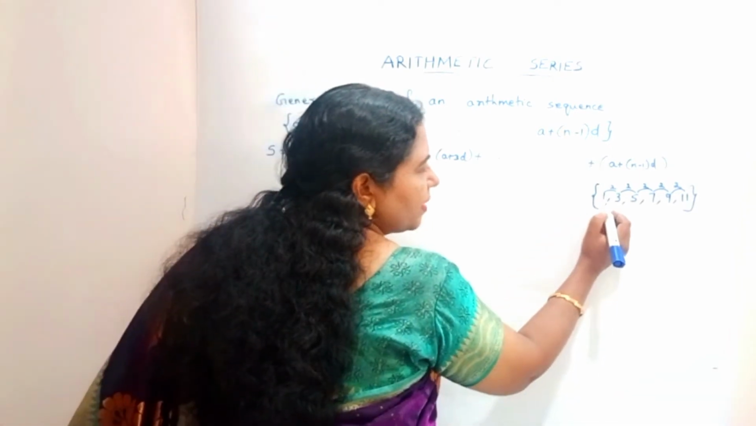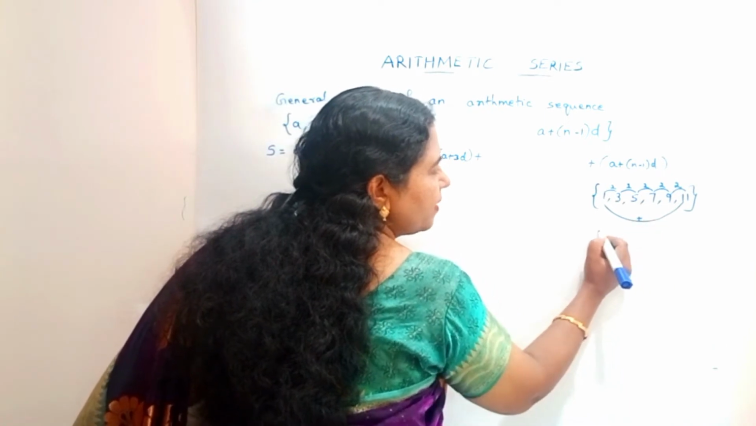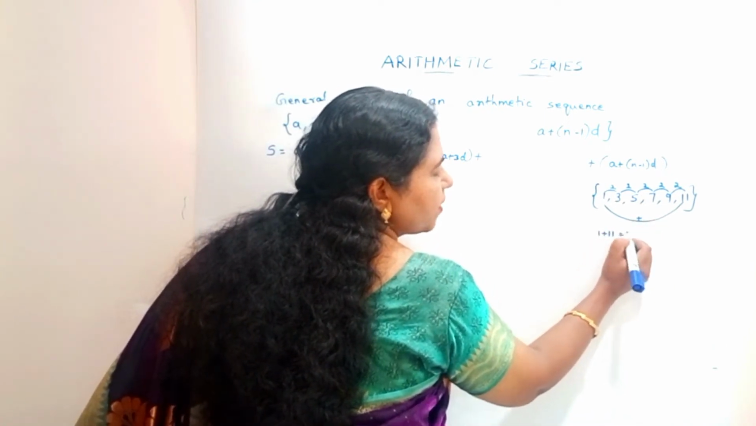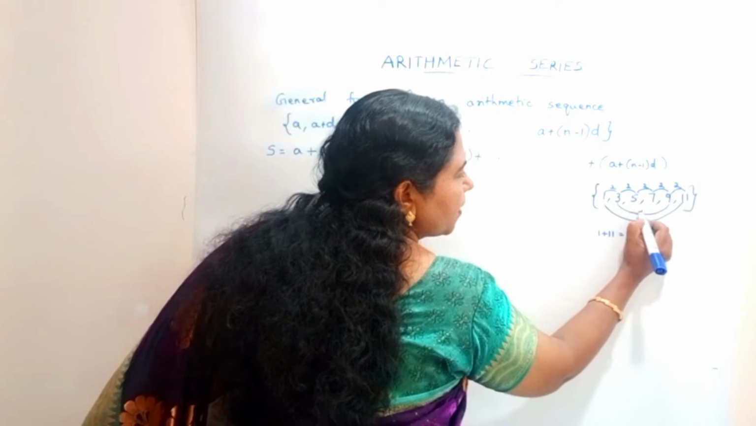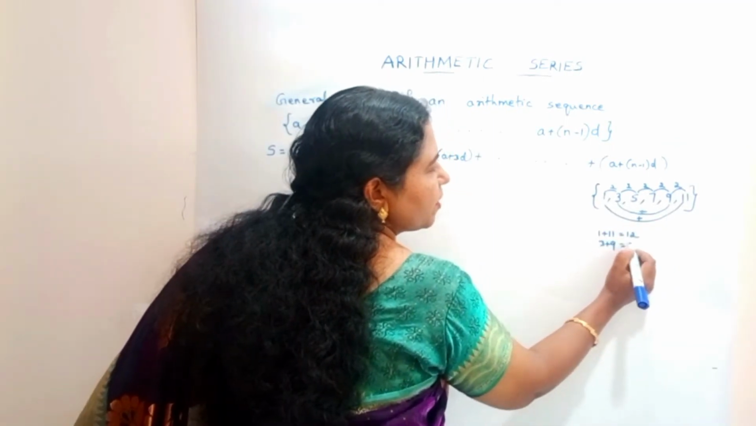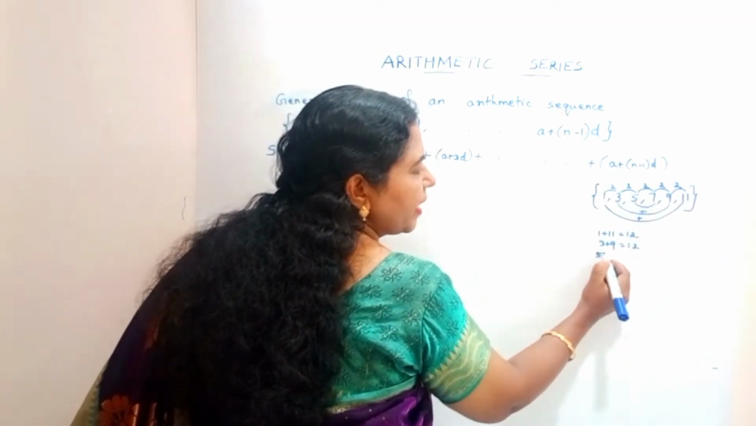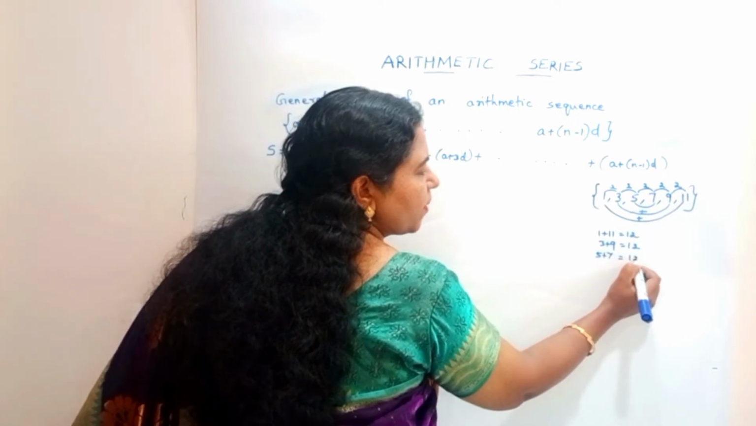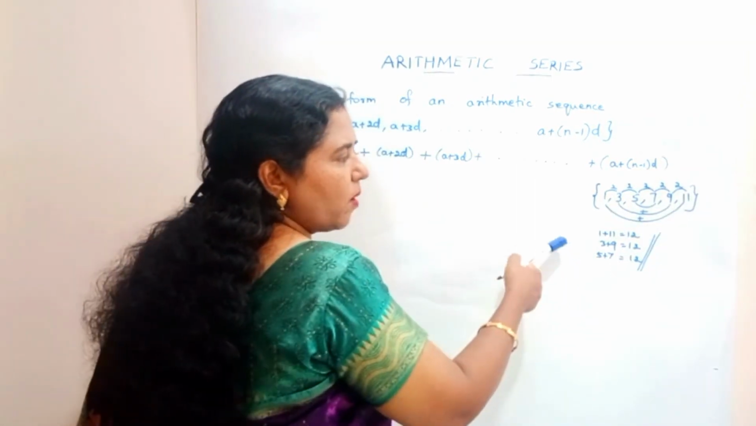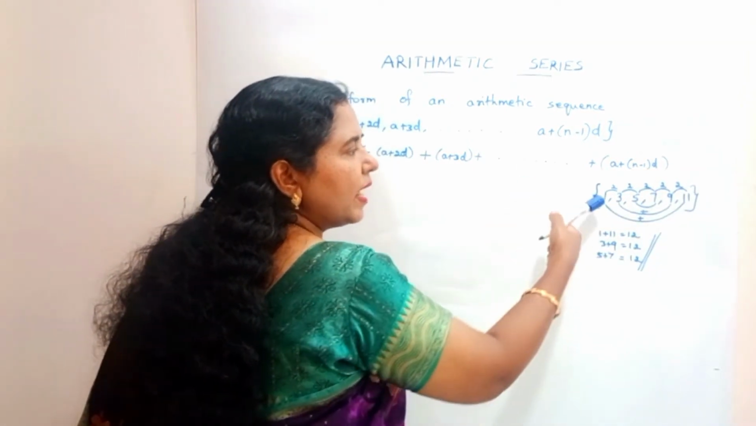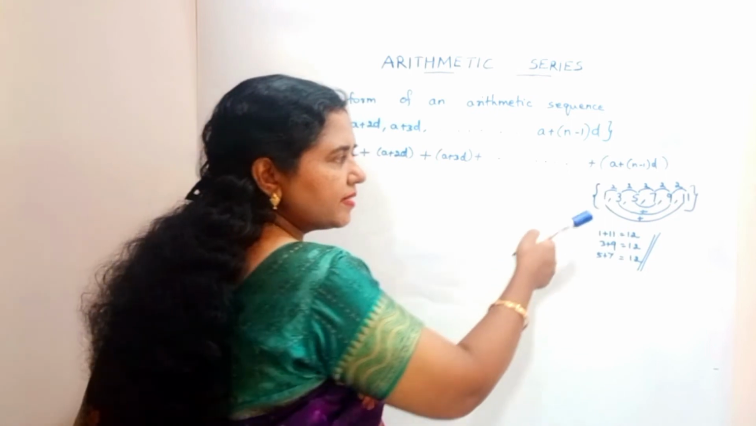And one more thing, when we add the first term with the last term, we get 1 plus 11, which is equal to 12. Similarly, when we add the second term and the last before term, we get 3 plus 9, equal to 12. And when we add the third and the fourth term, we get 5 plus 7, which is equal to 12. That is, in all the cases, we get the same sum. This concept works for all arithmetic sequences. Here we have obtained the same sum because it is an arithmetic sequence.